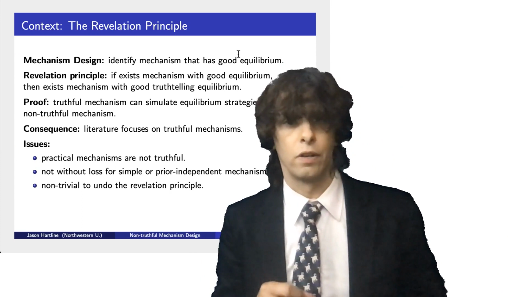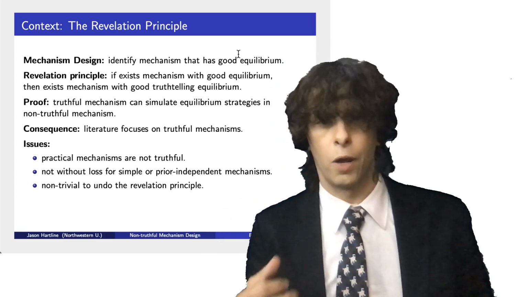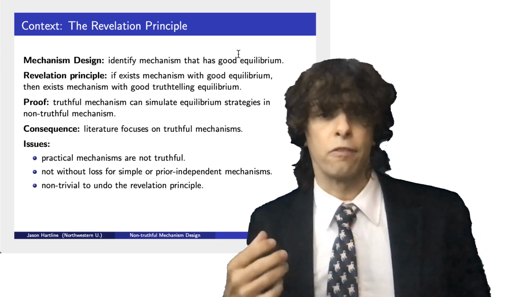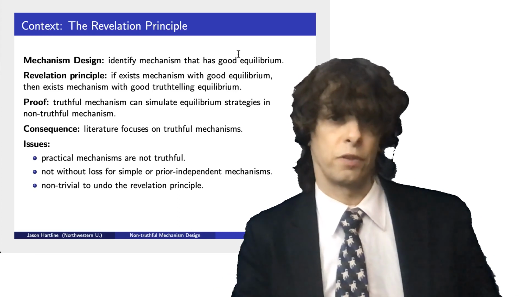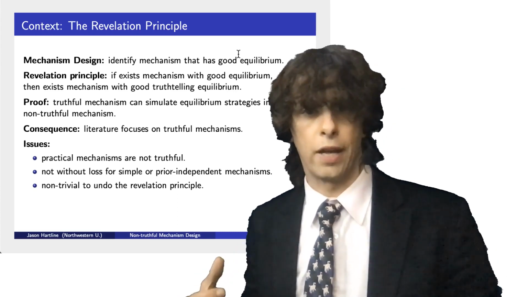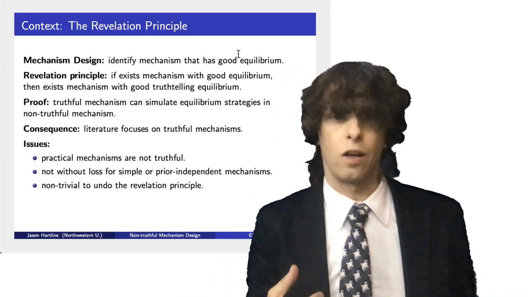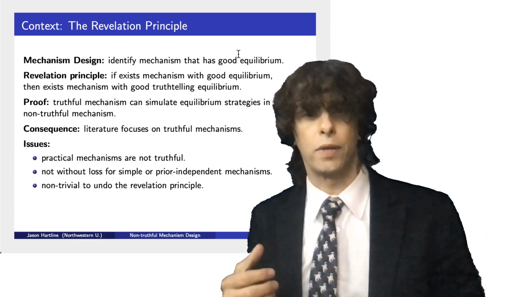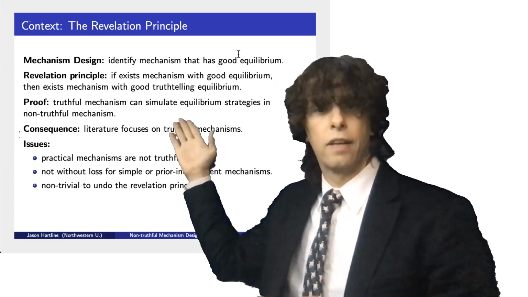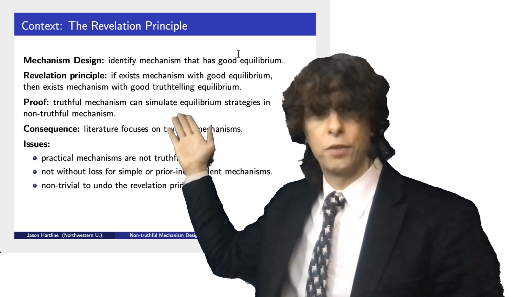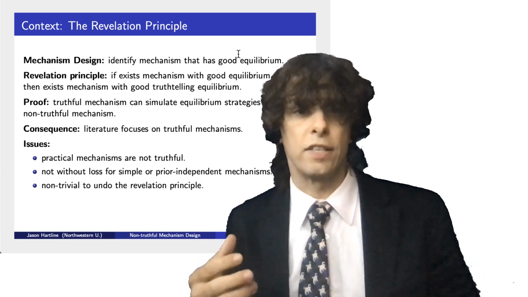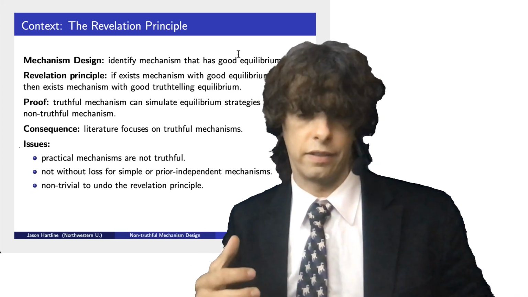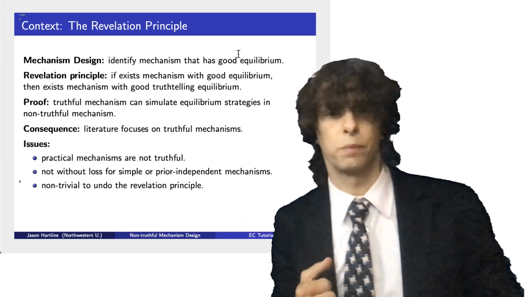So there are a number of issues. First off, almost all mechanisms in practice are not truthful. And if we're looking for theoretically elegant mechanisms, such as simple ones or ones that are robust, the revelation principle is actually not without loss for simple or robust mechanisms. In particular, you'll notice that the revelation mechanism in the construction simulates the equilibrium strategies of the non-truthful mechanism. And these simulations can be complicated. They can depend on the prior, and that compromises these nice properties we'd like of these mechanisms.